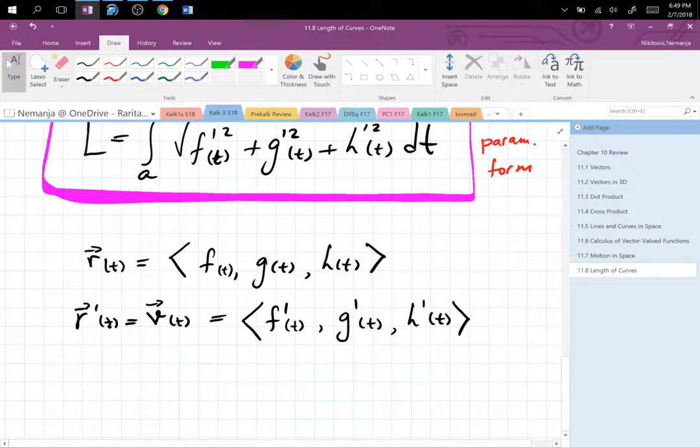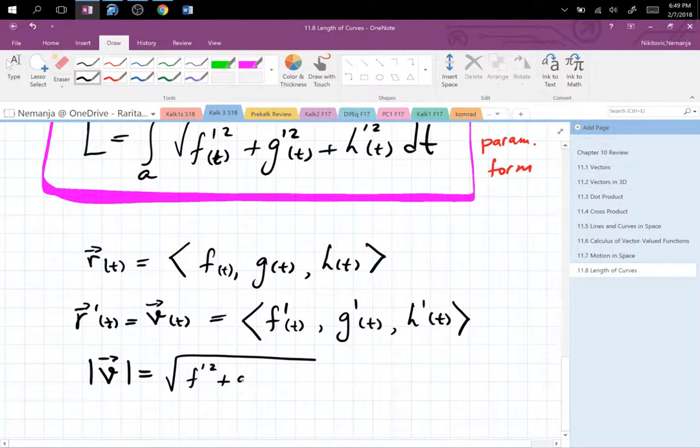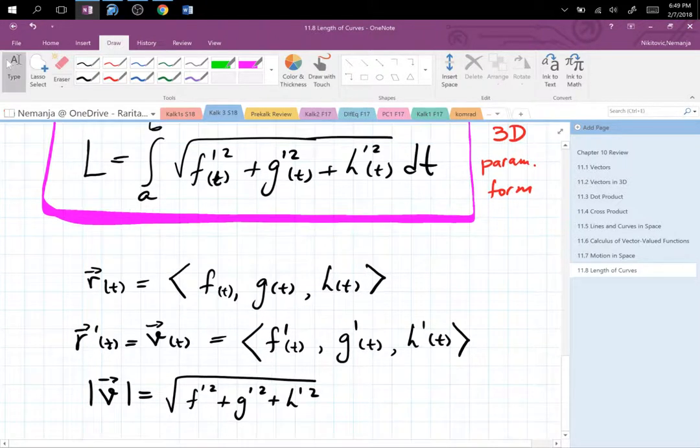Now we also know that the magnitude of the velocity, which is called speed, is going to be the square root of f prime squared plus g prime squared plus h prime squared, right? Isn't that what we have in the formula? Look quickly before it disappears. So that's exactly what we have.